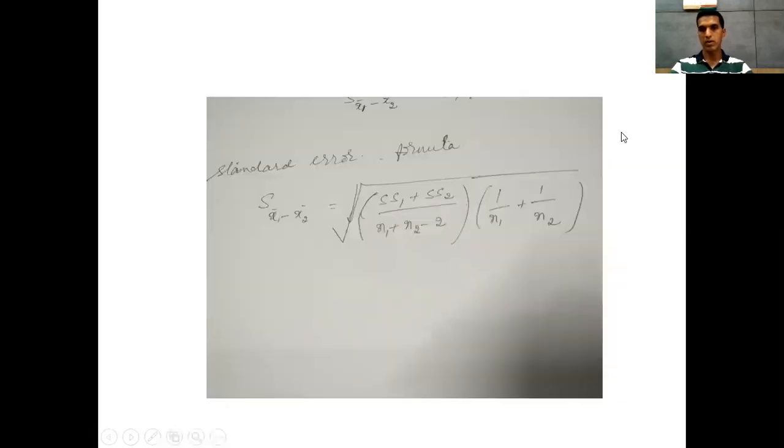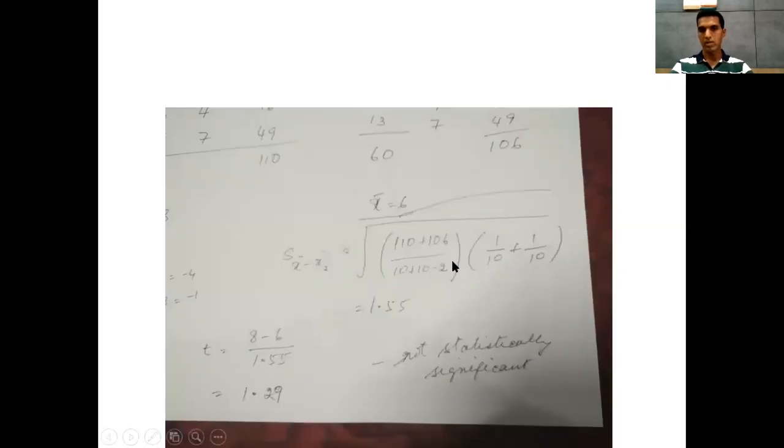Now I put the values here in the standard error formula. Root of 110 plus 106 divided by 10 plus 10 minus 2, times 1 by 10 plus 1 by 10. Why have I put this here? Because this is the formula. So you put the values here, and if you do this, you get 1.55 as the value. That is the standard error value. Okay, now 1.55 is the standard error value.